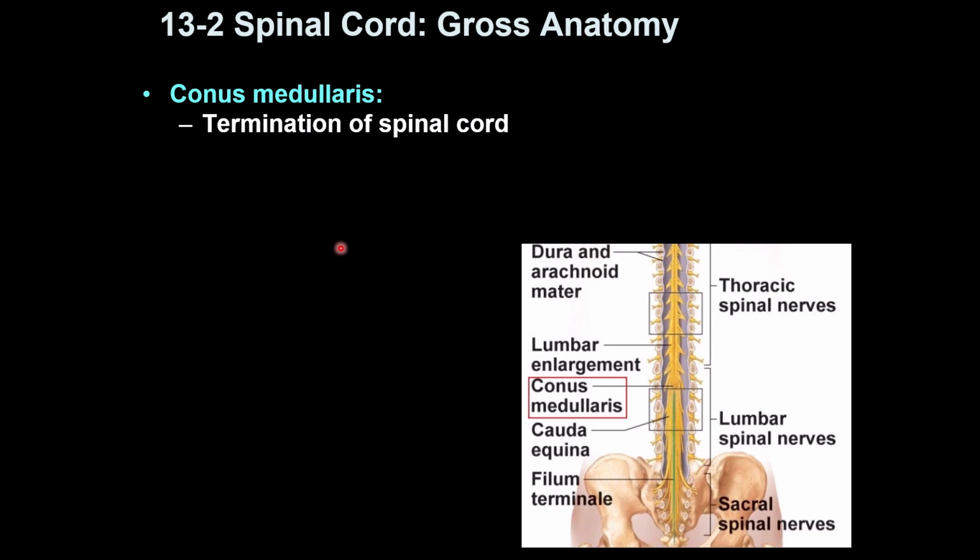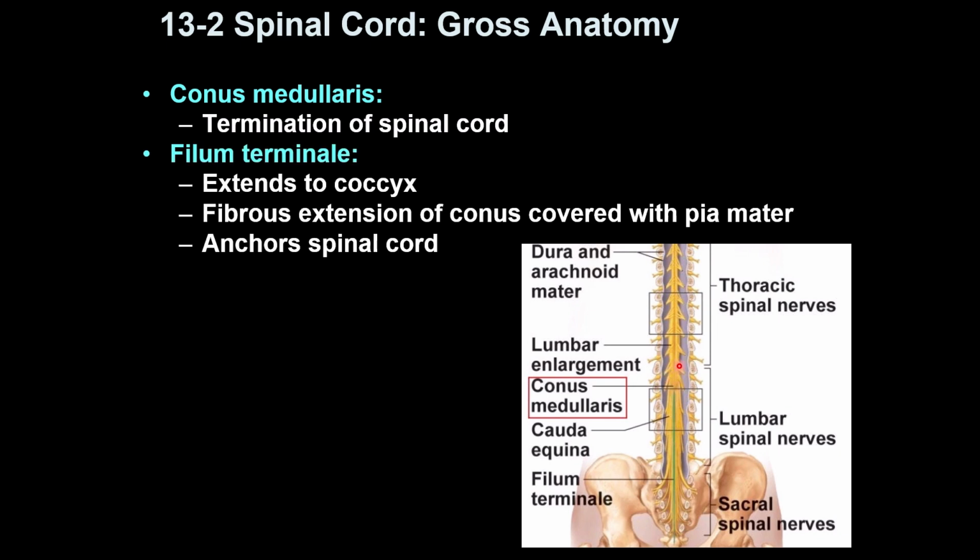Okay, so some specific structures in the spinal cord. One is called the conus medullaris, which is around this area. This is the end of the spinal cord. It has a shape like a cone, which is why it's called conus medullaris. Then there is the filum terminale, which goes from the tip of the conus medullaris all the way to the coccyx. This is made of pia mater, and again that stabilizes the spinal cord, so it does not move sideways that much.